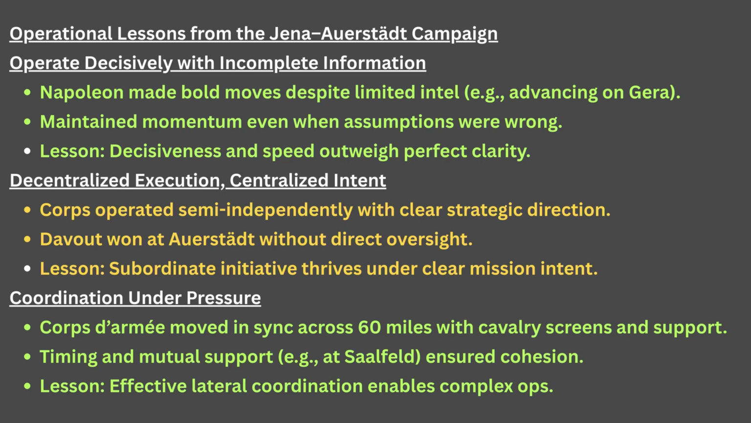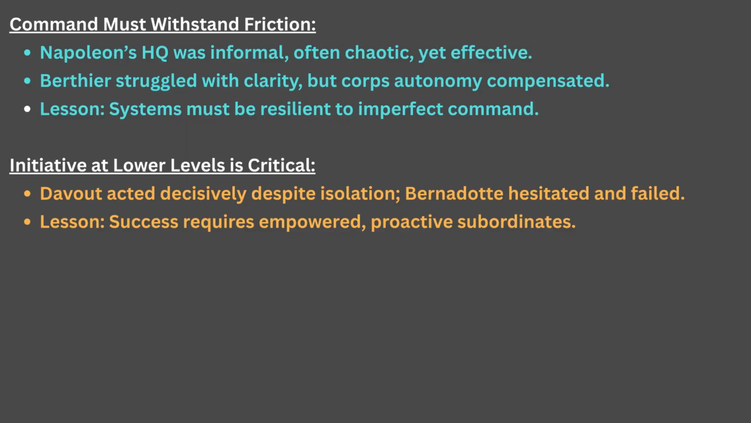4. Command must withstand friction. Napoleon's command system wasn't perfect. His HQ was sometimes chaotic and informal, and Berthier, his chief of staff, often had issues with clarity in orders. But here's the key: the system was resilient. The corps commanders knew what to do, even if the top-level orders weren't always perfect. Lesson: your operational structure must survive friction and uncertainty. Build systems that can function even under pressure.